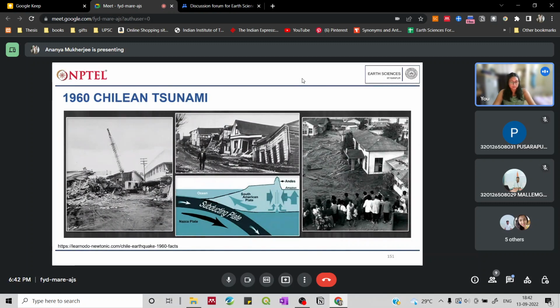Why and how this earthquake was caused, you can see from this diagram. This is between the ocean plate and the South American continental plate. The ocean plate is subducting below the South American plate, so this is again a collision boundary, a convergent plate boundary. The point of deformation is around over here. And these are some images of the extensive damage caused by this earthquake.